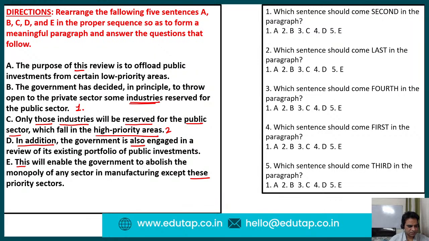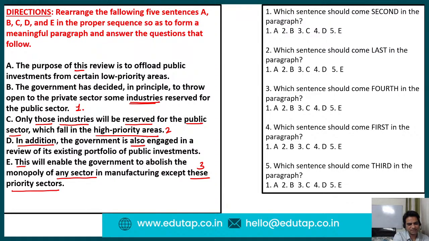Now, what should be the third sentence, guys? Try to find it. Good evening, Pallavi. Welcome to the session. Yes, guys, what should be the third sentence? I think the third sentence should be option number E, not A. This will enable the government to abolish the monopoly of any sector in manufacturing except these priority sectors.